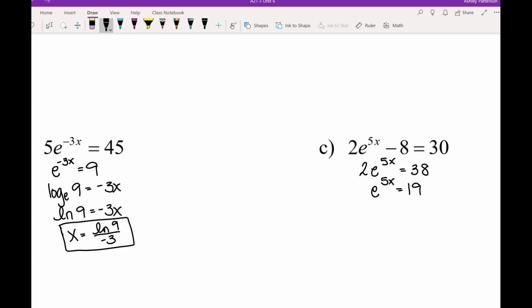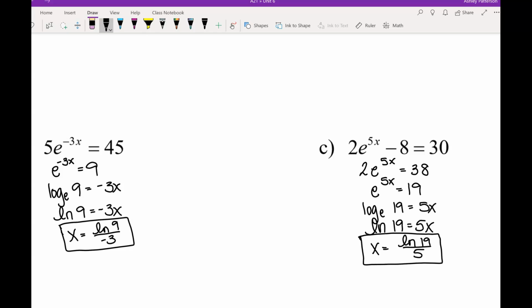Now that we've isolated the base, that exponential term, we can put it into log form. So log base e of 19 is equal to 5x. Writing it in the proper format, we have the natural log of 19 is equal to 5x. And divide by 5. So x is the natural log of 19 all over 5. I'm not putting it into my calculator ever, because we don't want to approximate. We want our answers exact.